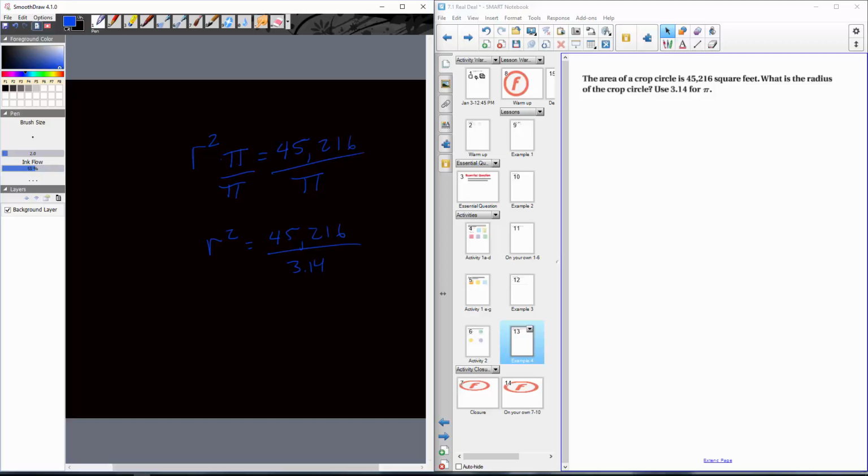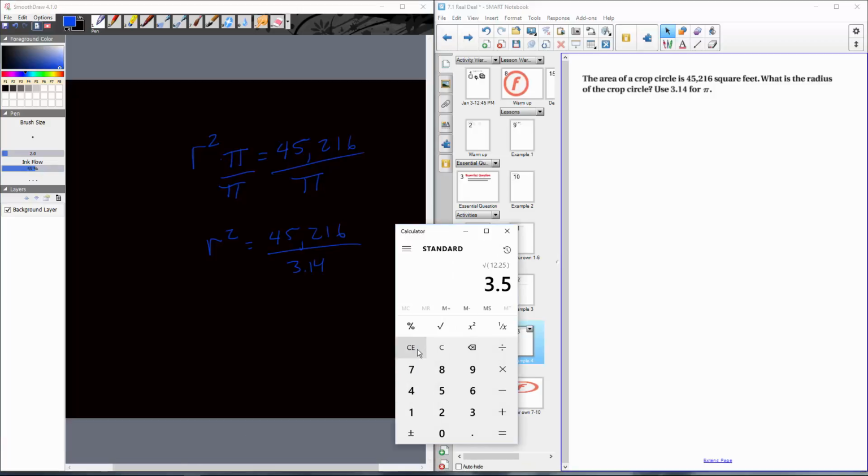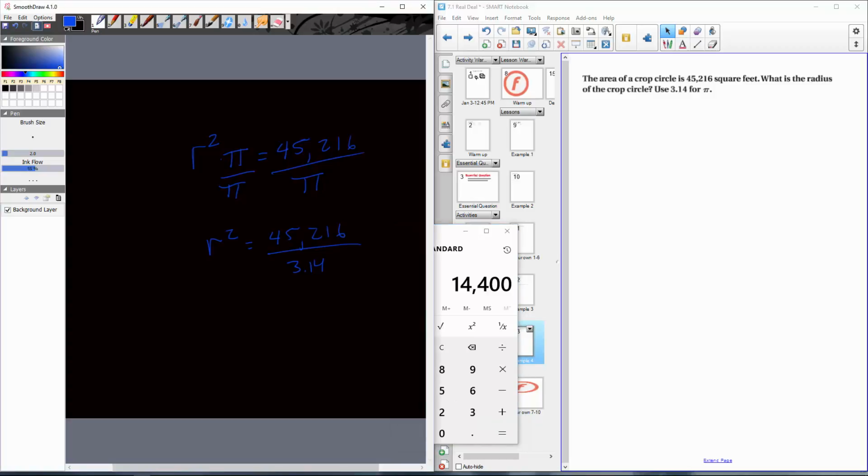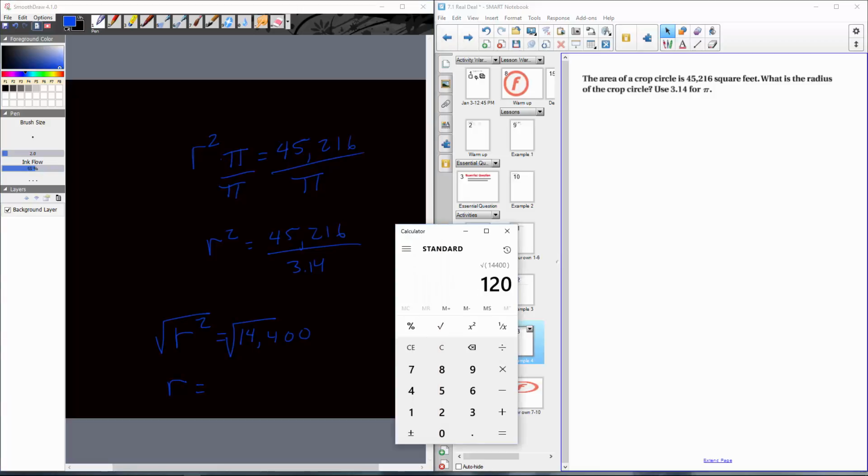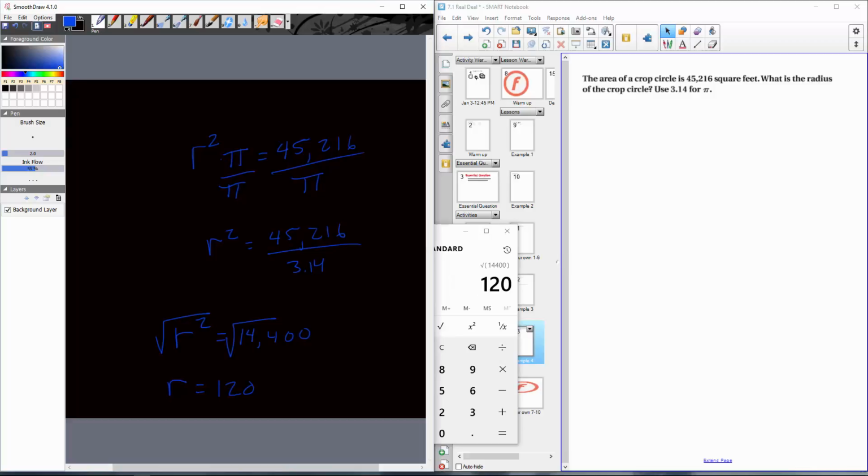So I'm just going to do that real fast. 45,216 divided by 3.14, I get 14,400. So I'm going to say r squared equals 14,400. And when I do the square root of this on both sides, I will have r equals 120. So my radius is 120. And these are all the steps that I do to get this.